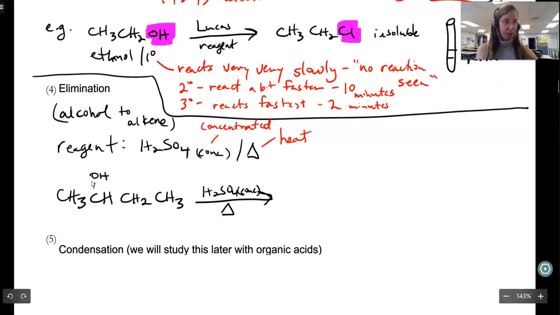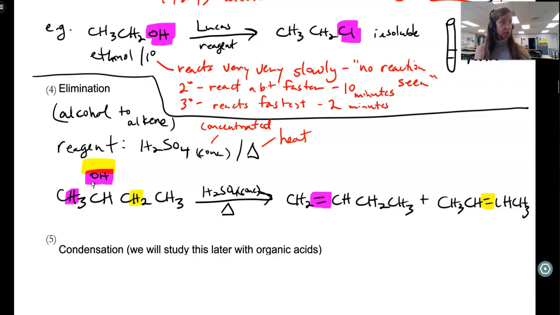And with the elimination reaction, just like we saw before, it takes the functional group. We saw this with haloalkane, so it would take the alcohol here and the hydrogen from one side or the hydrogen from the other side. But it always takes the functional group, and it can take the hydrogen from one side or from the other side, so we get two products.